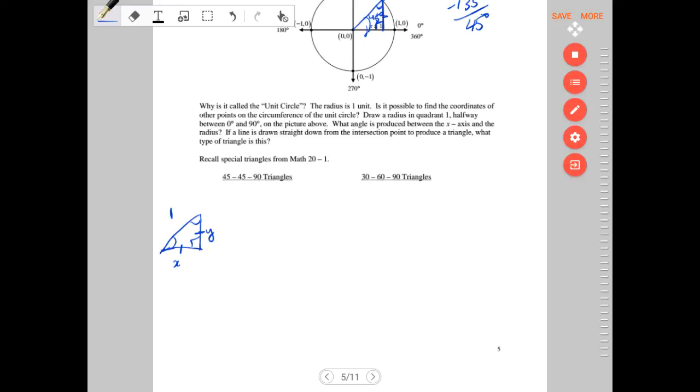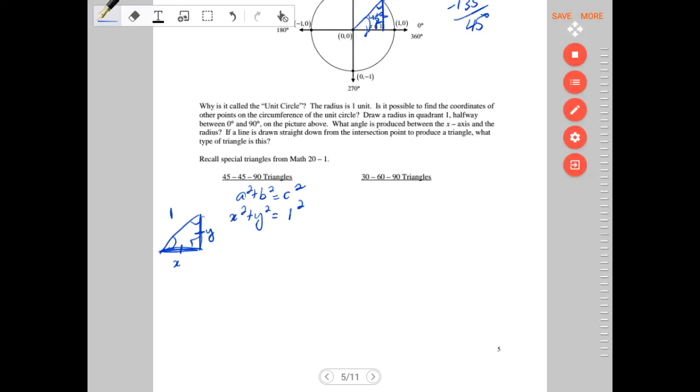If our radius is 1, and this guy's x and this guy's y, because x represents horizontal distances, whereas y represents vertical ones. But in this case, I know that x equals y. How can I figure out the length of side x? I can use, of course, because it's a right triangle, the Pythagorean theorem. So a squared plus b squared equals c squared. A is x, so x squared plus b is y squared, and c is 1 squared.